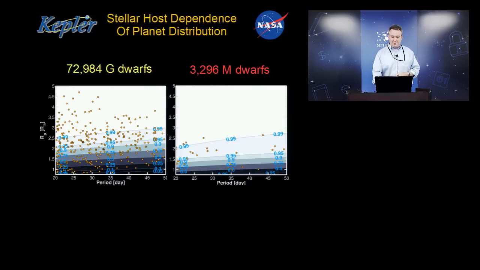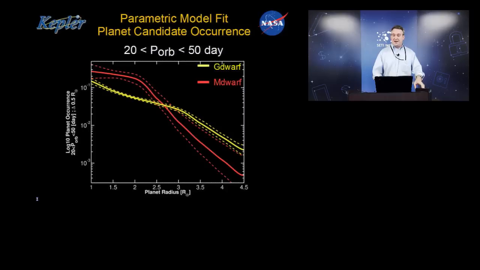So here is the difference between G dwarfs and M dwarfs. If you go and do the same analysis that I just presented for the G and M dwarfs, you actually get very different occurrence rates. Each one of these curves is this broken power law model for the intrinsic planet population. In yellow are the G dwarfs. You can see in 20 to 50 days, if you start at larger planets, 4.5 Earth radii, you see a characteristic kink or break there at 3 Earth radii. Then it flattens off a little bit, but still is increasing as we go towards 1 Earth radii.